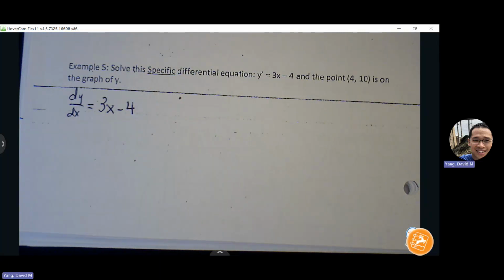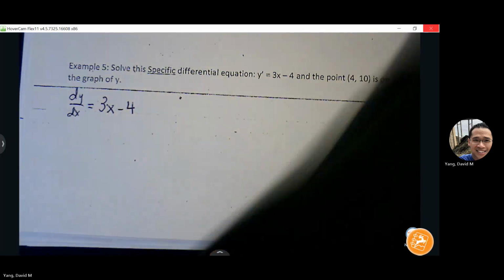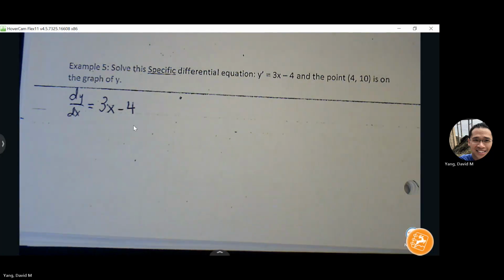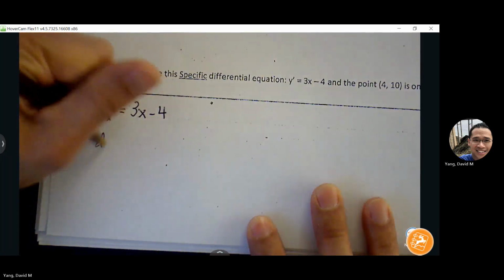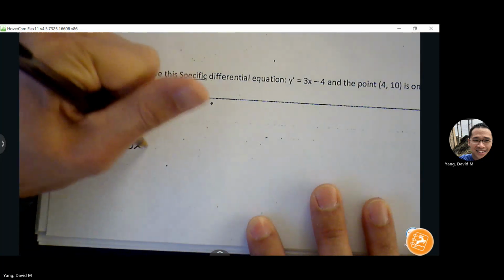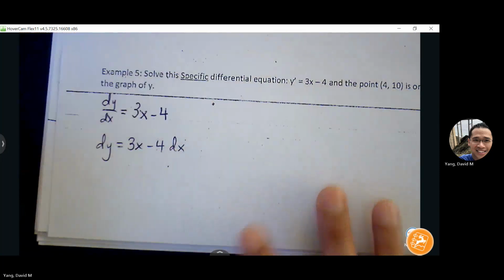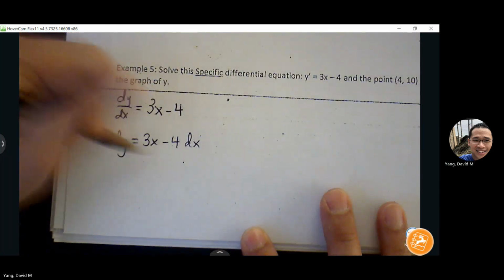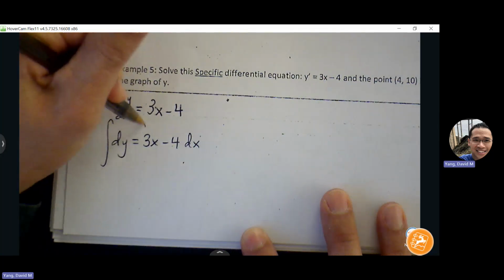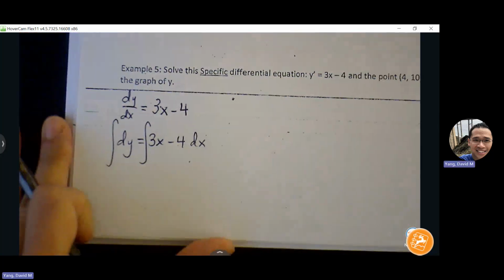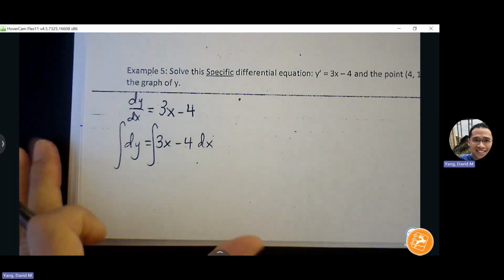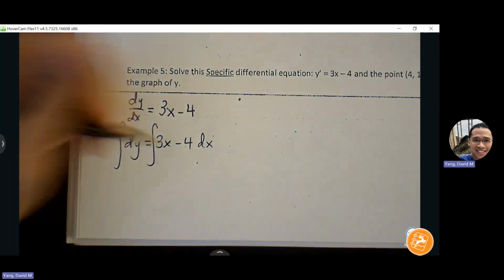What would your next step be? Yeah, let's move that dx over to the right side. Okay. x is on the right. Take the integral of both sides. Right now, we're not going to do much on the left side. It's always going to be 1 dy, so it'll turn into y.